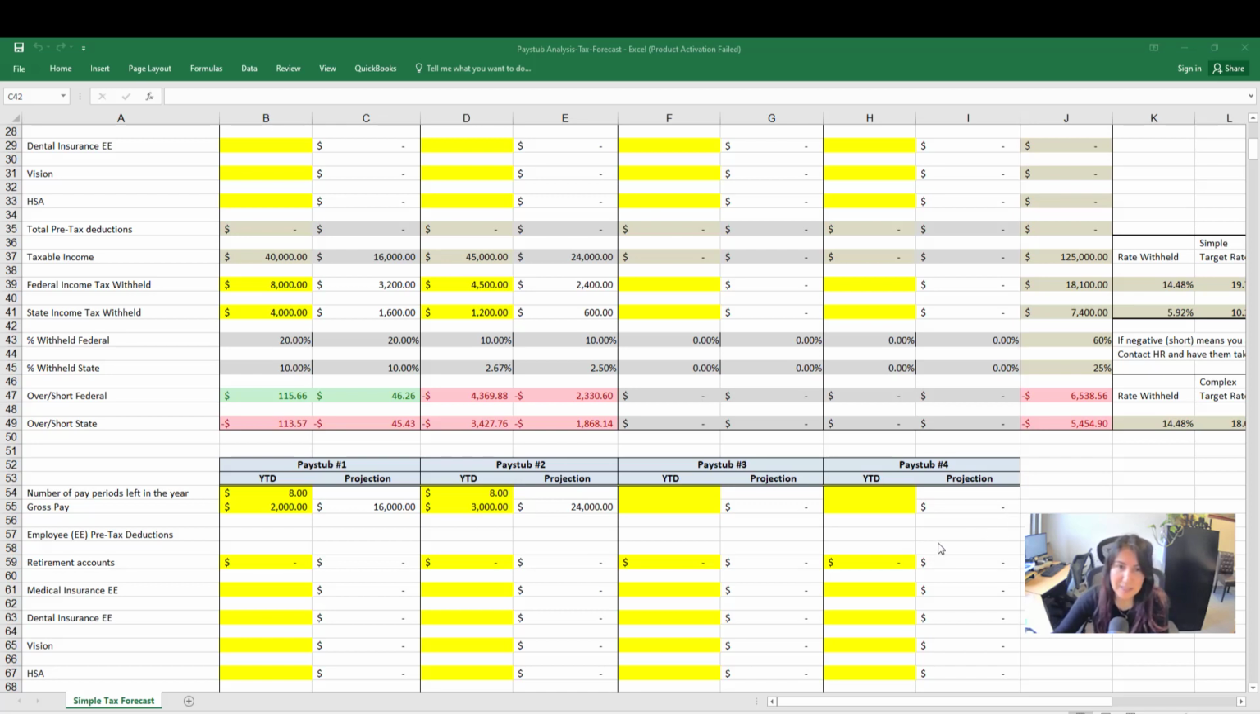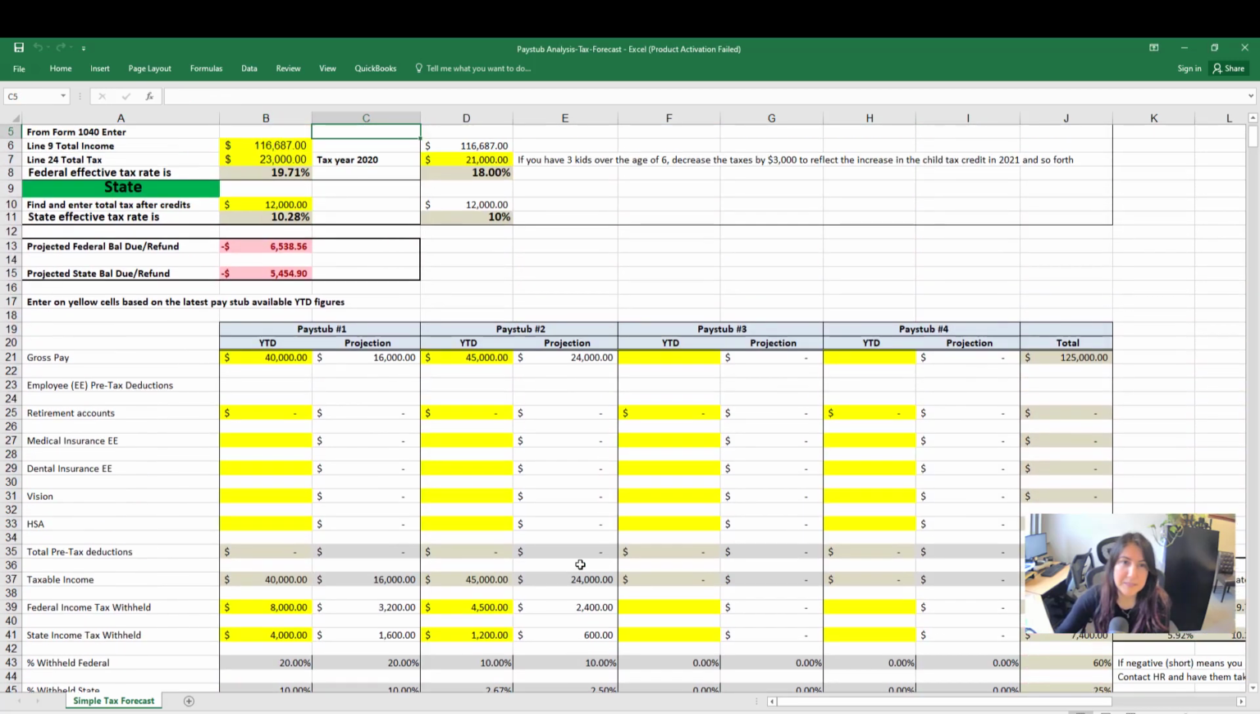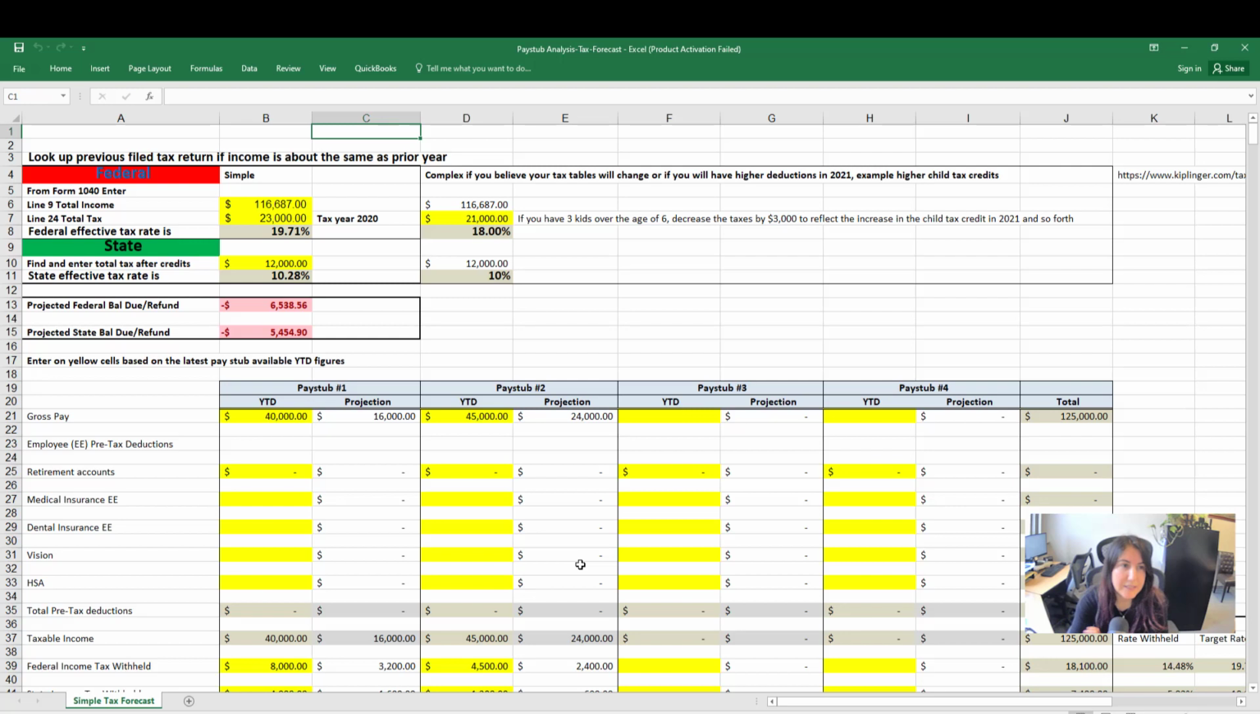Okay, the first thing I do when I open the spreadsheet is I look at the prior year tax return. And again, the spreadsheet will only work 100% if the client's situation hasn't changed much. If their income has doubled from the prior year or has increased dramatically, then their tax rate will very likely change as well.